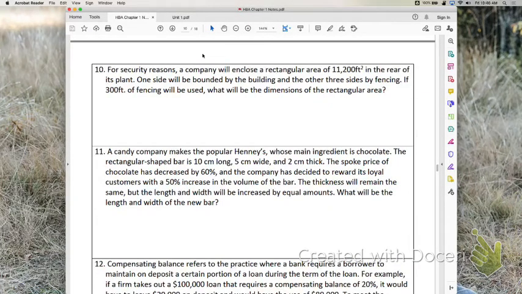Okay? 10 and 11. That we would like to enclose a rectangular area of 11,200 feet squared. Okay.